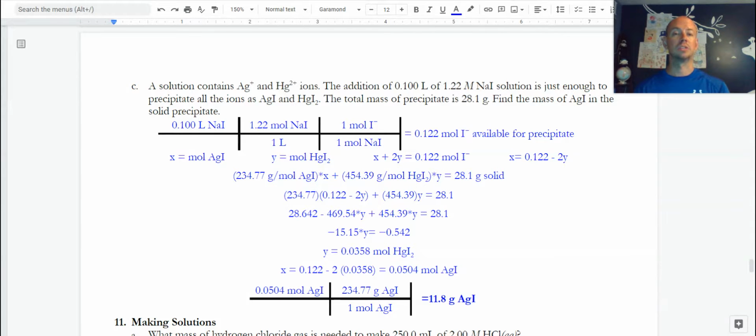And we know how much precipitate we have. But that precipitate is a combination of the two. Find the mass of the silver iodide in the solid precipitate.